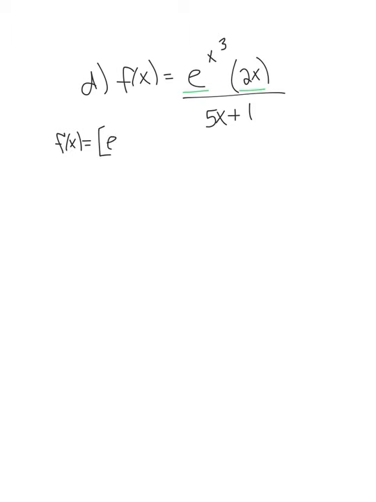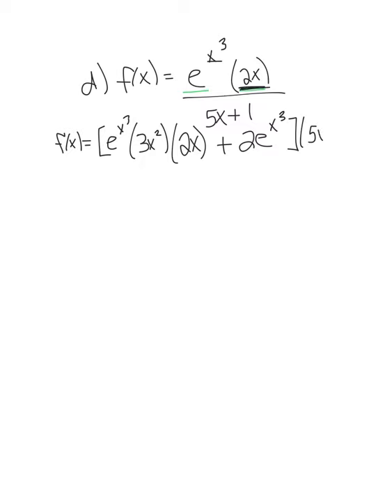So I've got the derivative of that first function, the e to the x cubed, so that's just e to the x cubed times the derivative of my x cubed, so 3x squared, and we need to multiply that by our original second function, that 2x, plus the derivative of that second function, so that's just 2 times the original first function, e to the x cubed. And we need to multiply all of that by our bottom function. This is where the quotient rule is taking place.